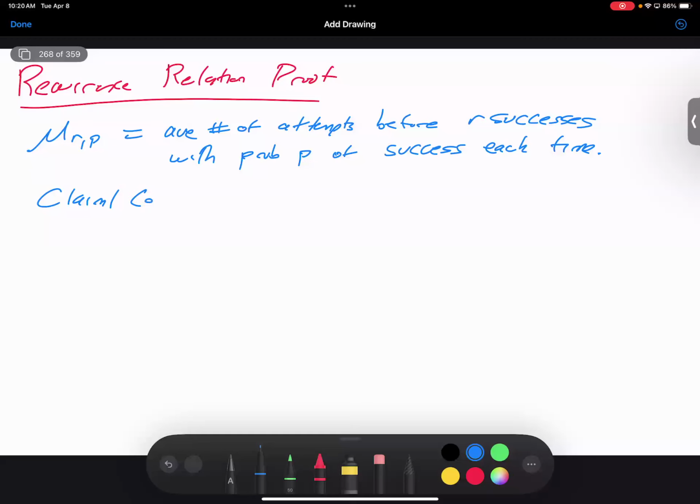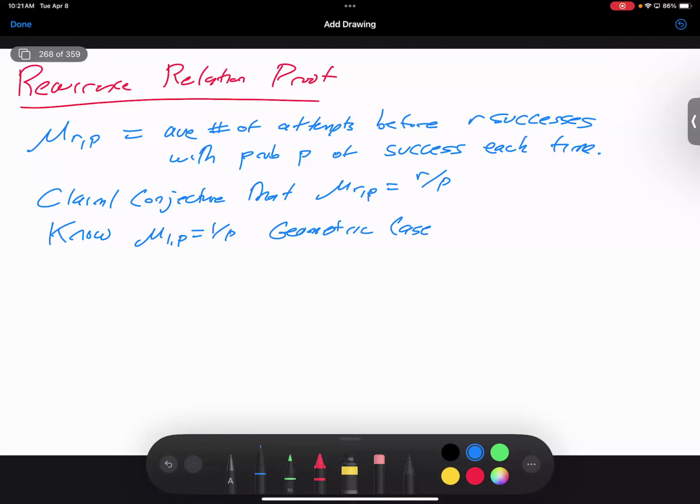Okay. So we claim, or we conjecture, that mu_RP is just R over P. And we know mu_1P equals 1 over P. That's the geometric case, which we've done. So we know the first case. Anybody know what proof technique might be useful now? Induction, right? We know the first case. We now want to prove the general case.